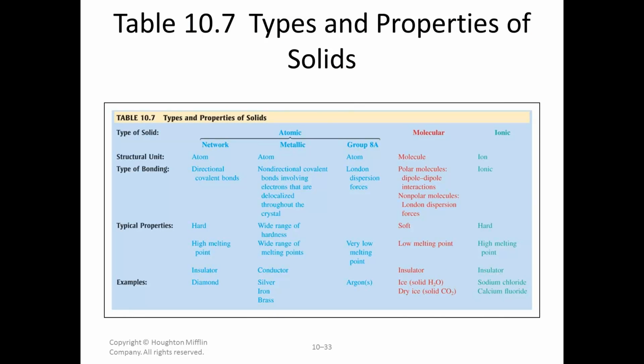And at this point, we can look at types and properties of solids. Again, we have atomic, molecular, and ionic solids. We should be able to identify what is at the lattice point of those types of solids, the type of bonding in those types of solids, typical properties such as hard versus soft, effective melting points and boiling points, and whether or not these materials behave as insulators or conductors.